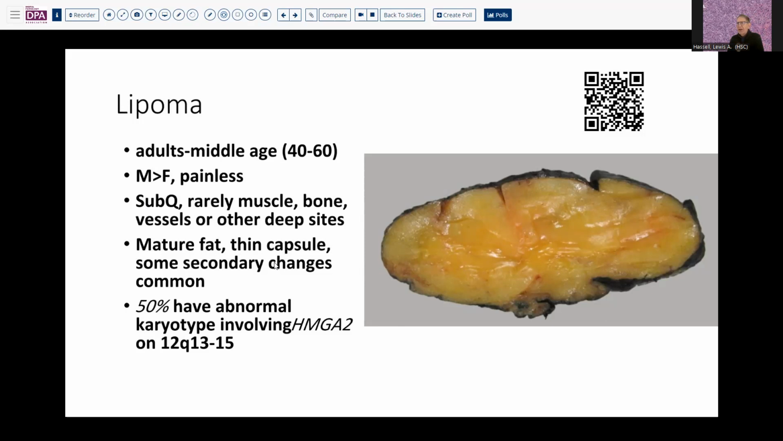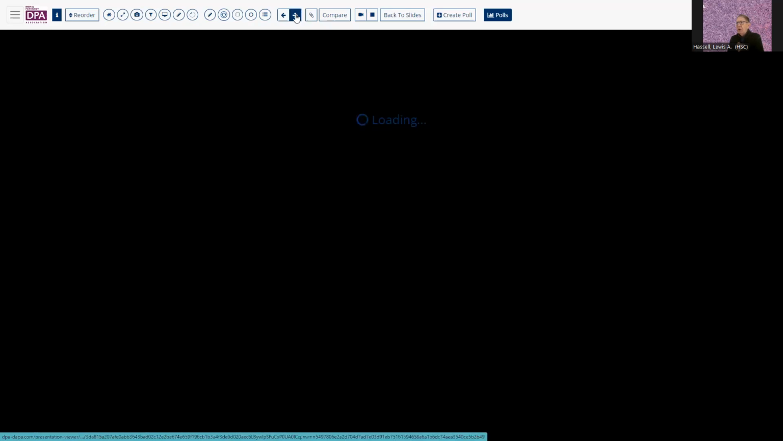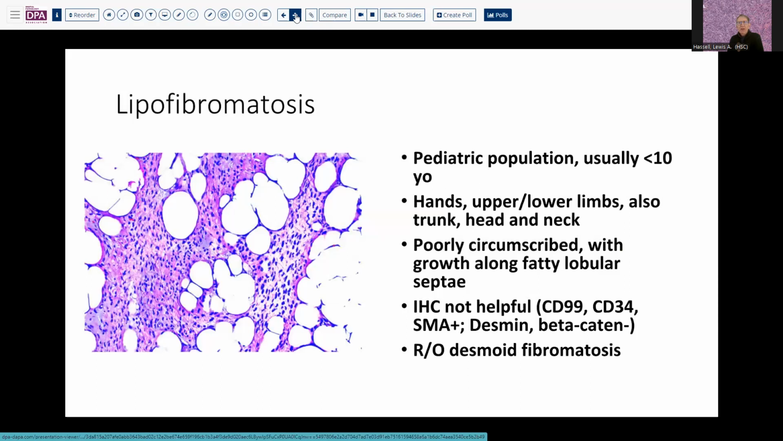or contracts. Interestingly, about half of them have an abnormal karyotype that involves the long arm of chromosome 12, which corresponds to the HMGA2 gene. So they're not without genetic abnormality, as we have discovered in so many soft tissue tumors. So we won't go into the microscopic features. Those are pretty typical.